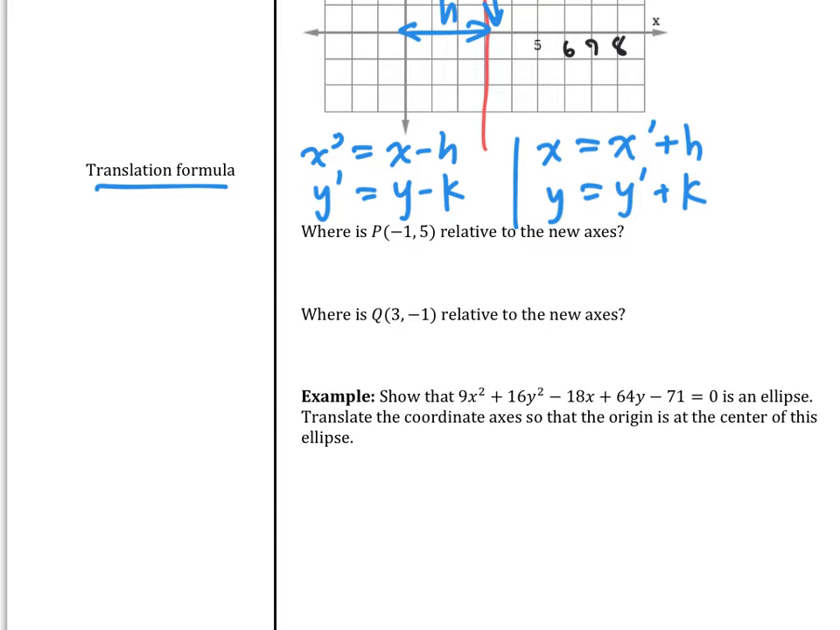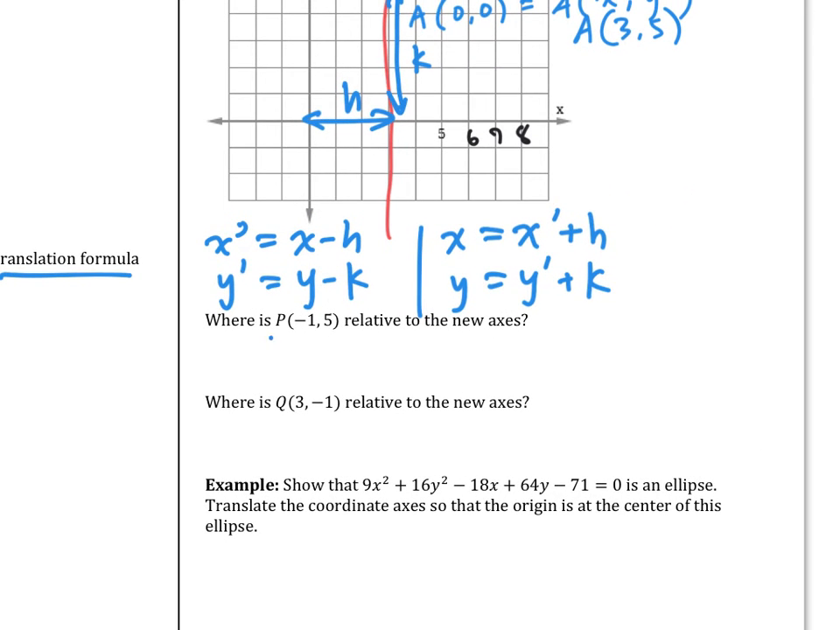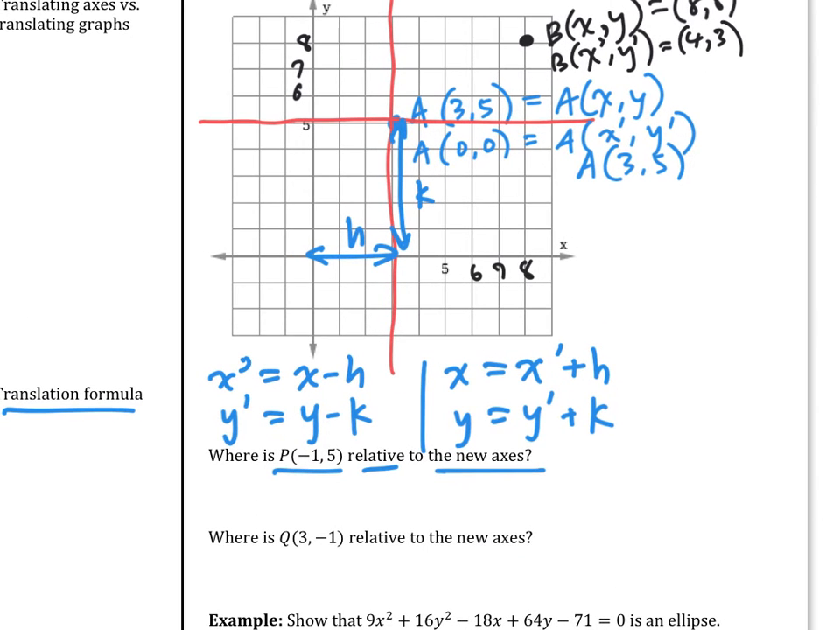All right, so in this fashion, where is P, which is (-1, 5), relative to the new axis? Well, since I set up A as (3, 5), you can do this really quickly since we have this graph here, right? So P is (-1, 5), which is here. So what is this relative to the new axis? Well, the red one is my new axis, so this is going to be (-4, 0).